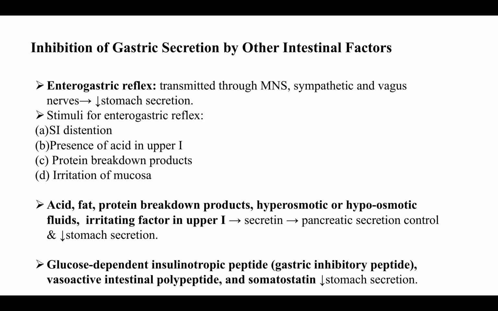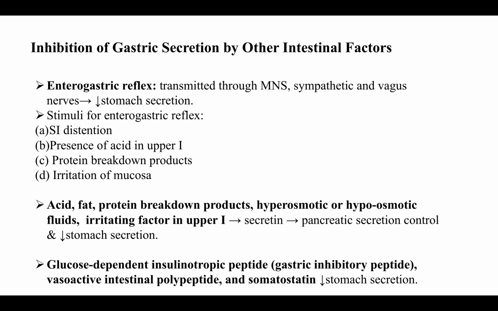There are other intestinal factors that inhibit the gastric secretions or slow the secretion rate. The enterogastric reflex is transmitted through the myenteric nervous system of the gut, the sympathetic and the vagus nerves, and this will lead to decreased stomach secretion. This reflex is stimulated by distension of the small intestine, acidic material in the upper intestine, protein breakdown products, or irritation of the mucosa.